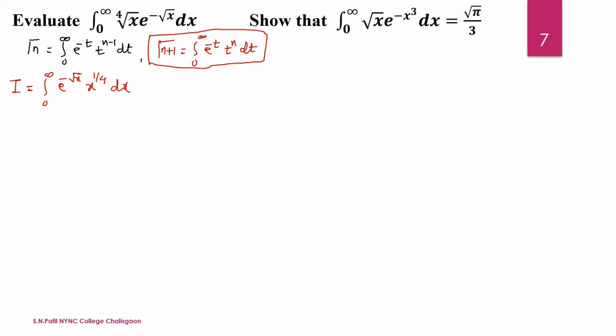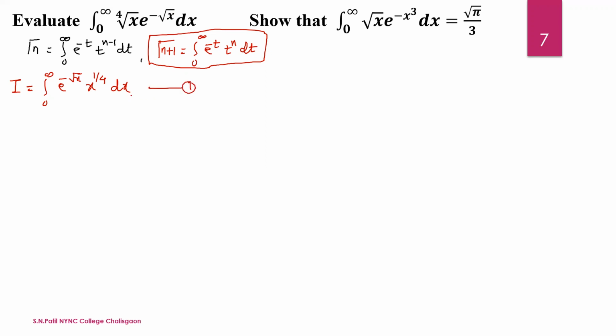Now we have the problem: evaluate I, the integration from 0 to infinity. I am writing the exponential function first, then the algebraic function: e to the power minus root x, x raised to 1 by 4, with respect to x. Now in the formula, the power of the exponential function has a linear variable, and here there is a root x. So we replace this by a linear factor, so that we use substitution.